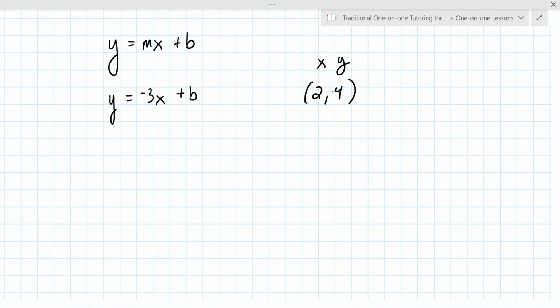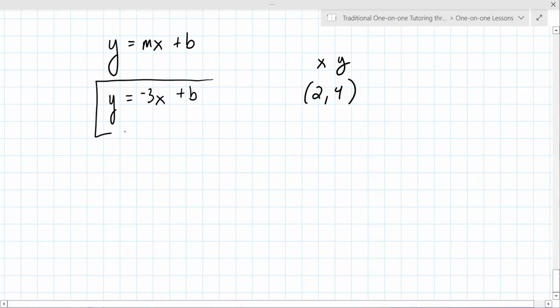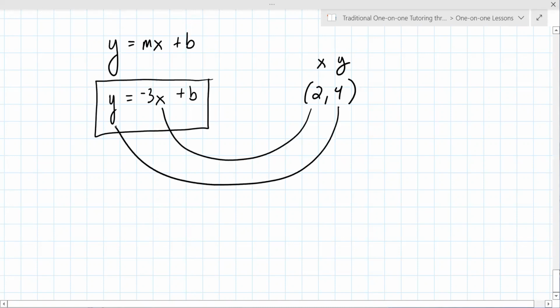Okay, got my notebook. Do you have a pencil? Okay. What I want you to do is write down what's in the box and then put those values in for X and Y and solve for B.